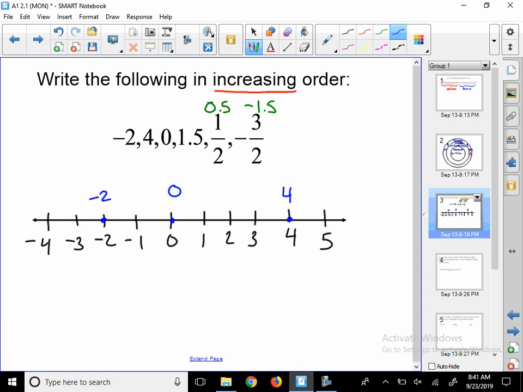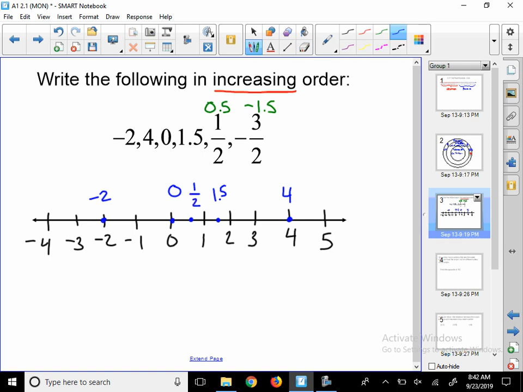Now I get to 1.5. There is no 1.5 on my number line, so I have to make my very best guess as to where that is. I know it's in between 1 and 2, and it's going to be halfway in between there, and I'm going to label this as 1.5. Same thing with 1/2 or 0.5, in between 0 and 1, and I'm going to label that as 1/2 because that's what I was given.